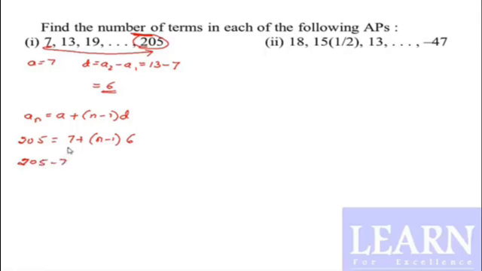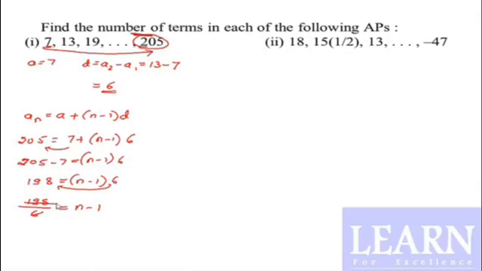minus 7. 7 is positive over here. When it comes to the other side, it will become negative, which is equal to n minus 1 into 6. 205 minus 7, it is 198. It is equal to n minus 1 into 6. So this 6 is multiplied to n minus 1, while it goes to the other side, it will become division. So 198 divided by 6 is equal to n minus 1.